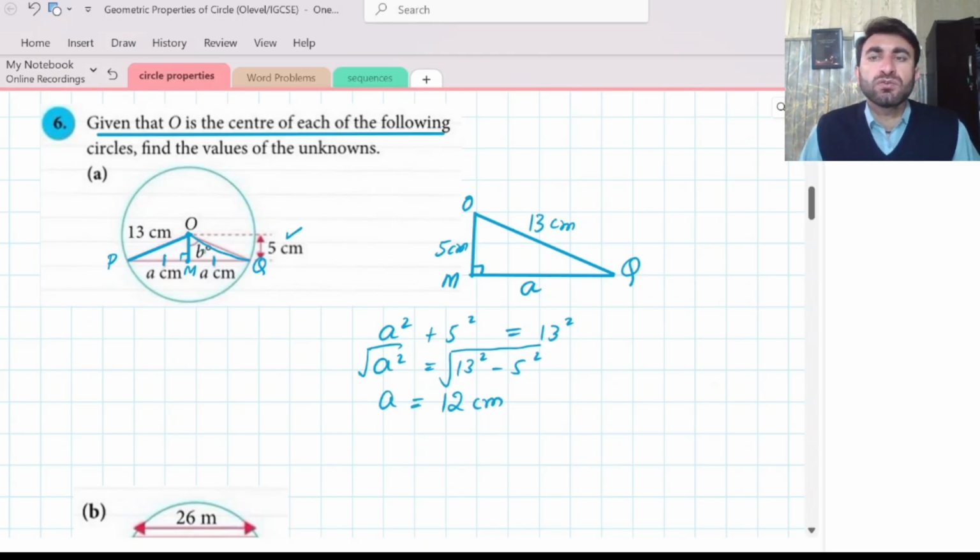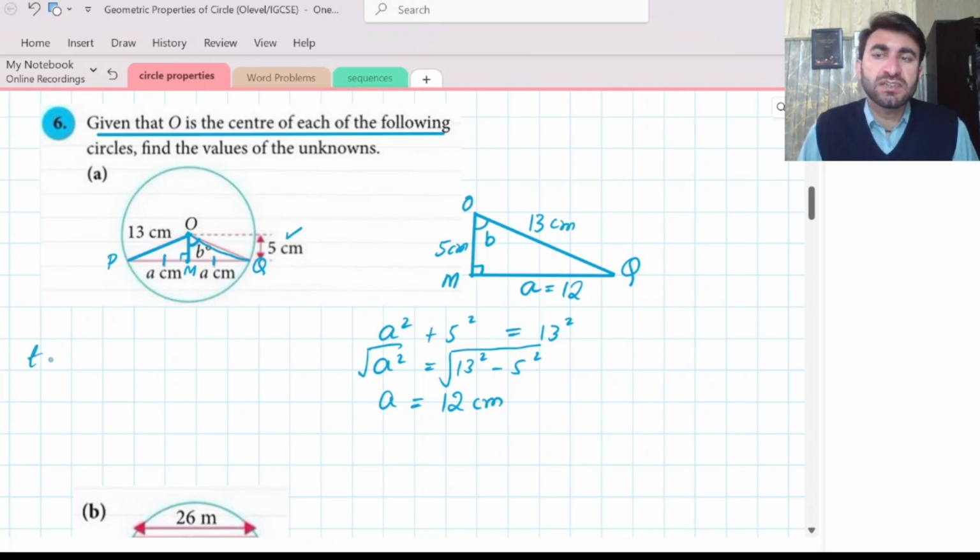Now coming to the second part, we have to find the angle B as well. Angle B is marked over here, and as we have all three sides of this triangle, in order to find the angle over here, we can use any of the three trigonometric ratios. We can use sine or cosine or tangent. So I'm going to use the tangent ratio.